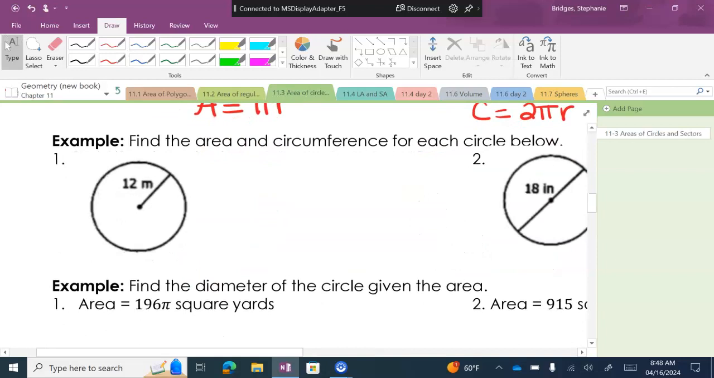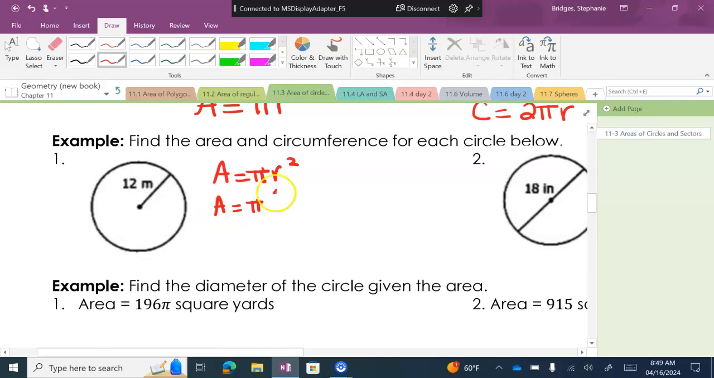All right, quick question. In number 1, am I given the radius or the diameter? Radius. Okay. So let's start with the area. It asks us to find the area and the circumference. So we're going to start with the area. And again, the formula is pi times radius squared.